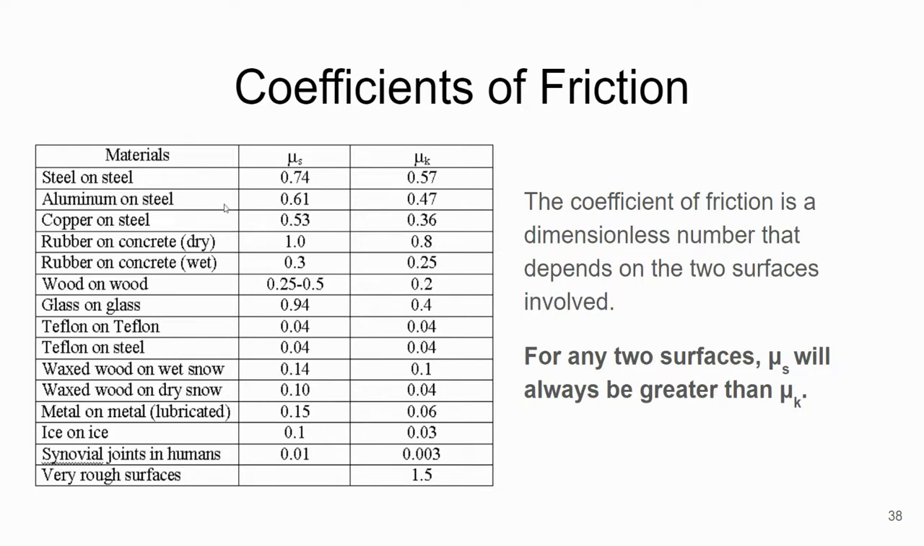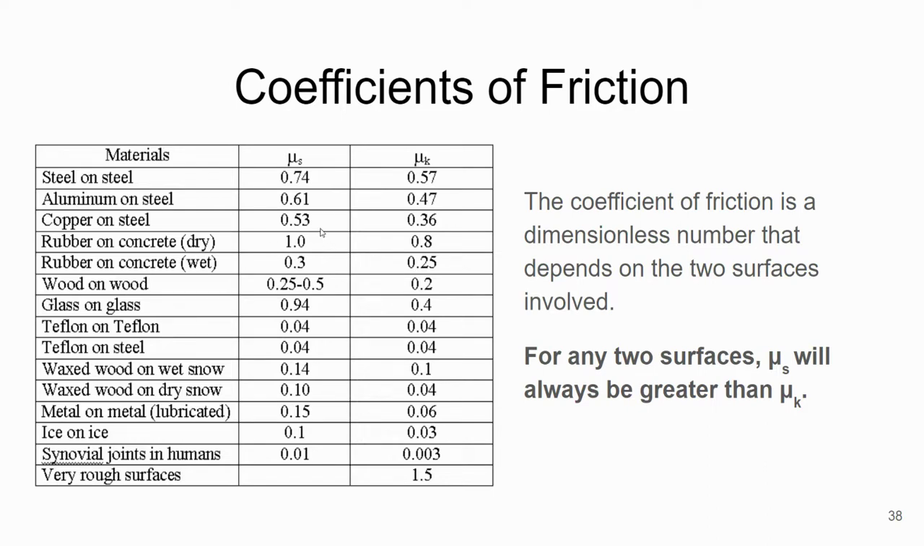So you compare other things. All the metals on metals, those are fairly high. Rubber on concrete, dry, 0.8. That's fairly high. Rubber's a fairly grippy thing on concrete. But notice when the concrete is wet, you have a much lower number for your coefficient of friction.